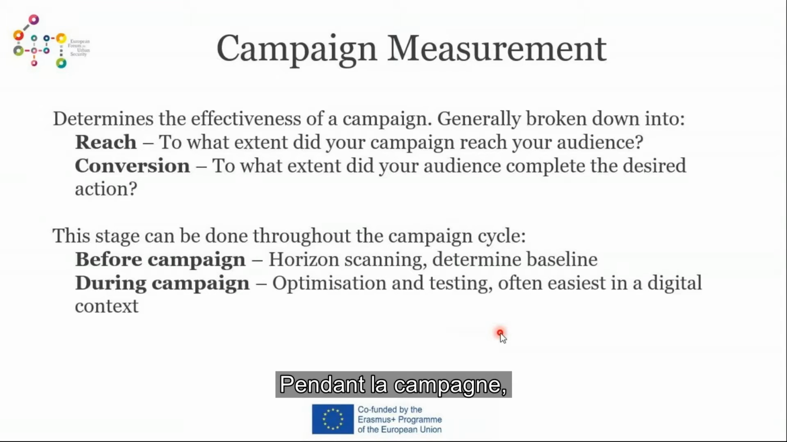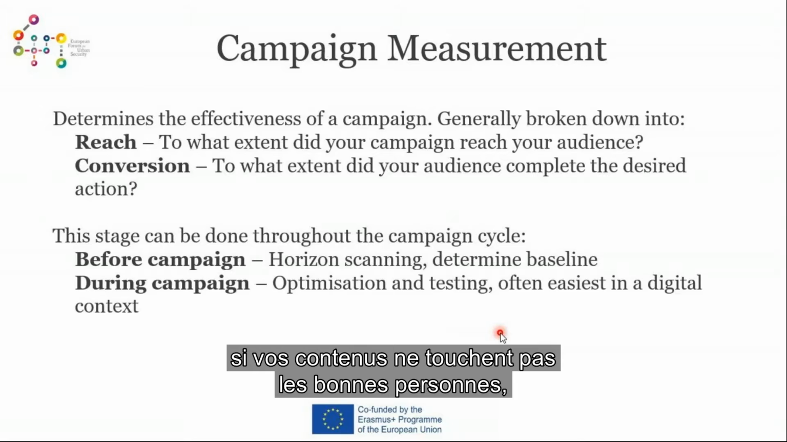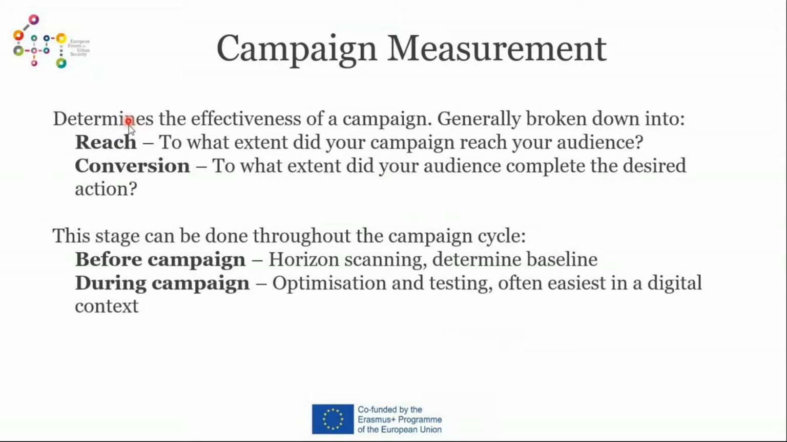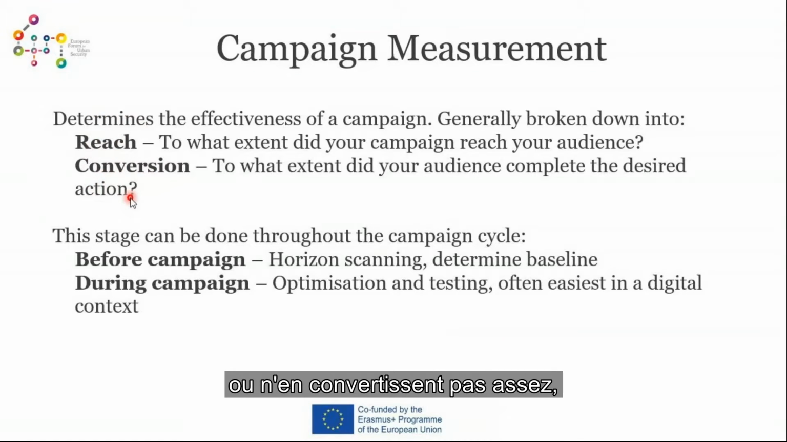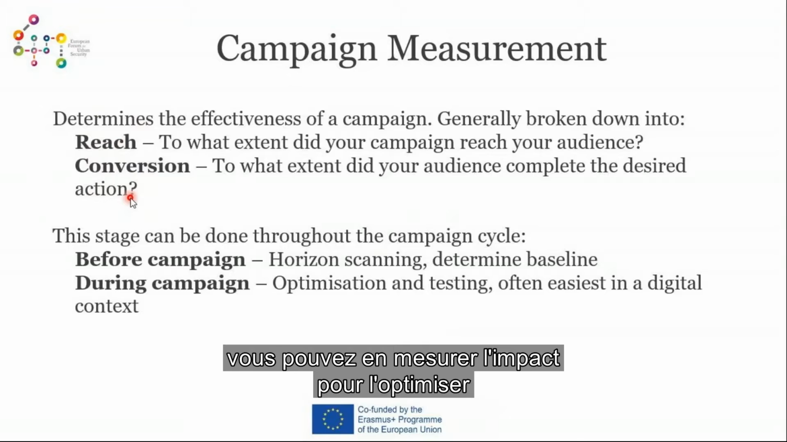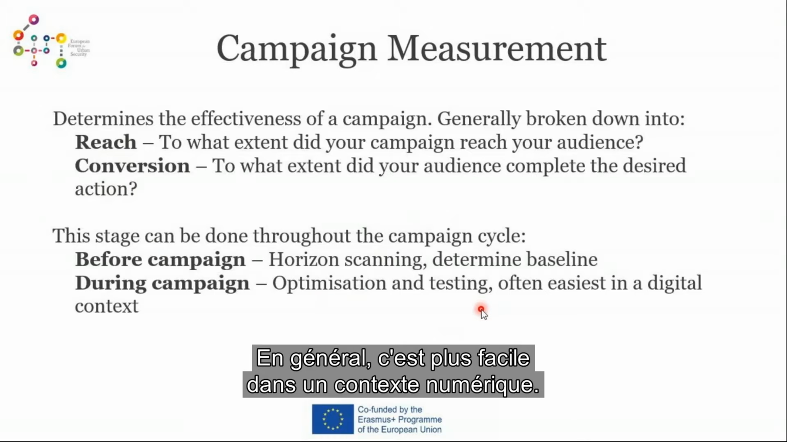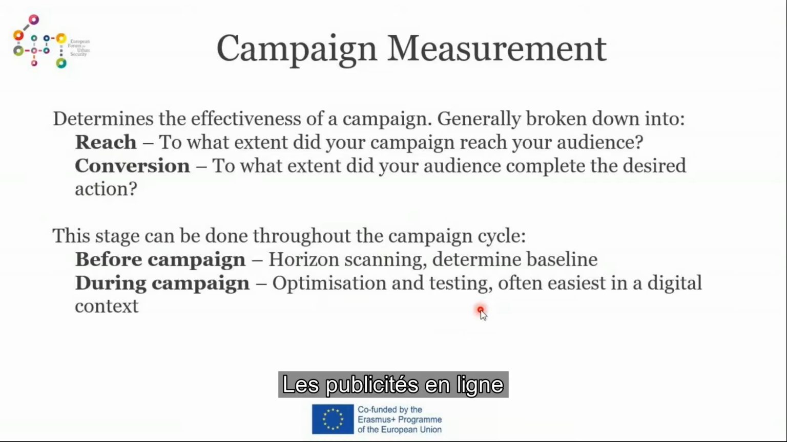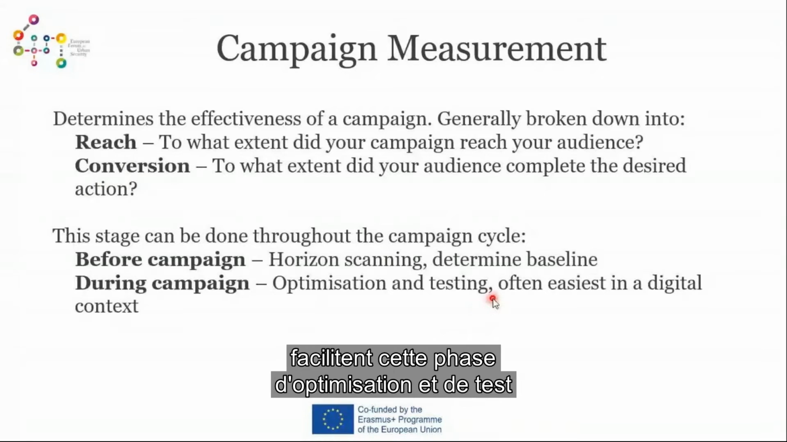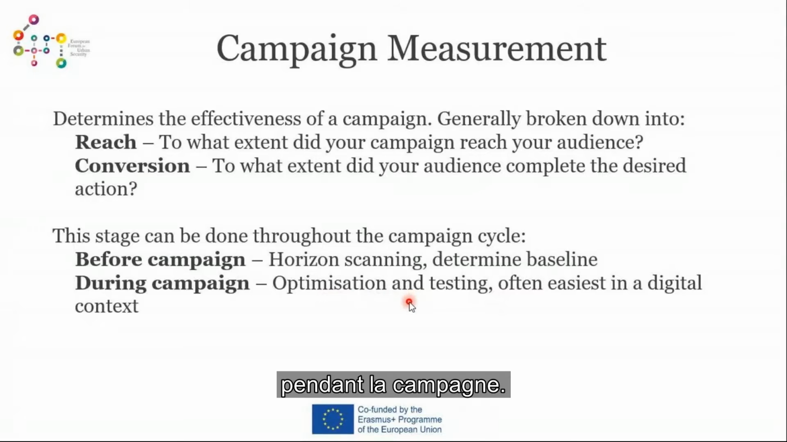During the campaign, when you've put materials out, if you notice that those materials are not reaching the right people, or they're not reaching enough people, or they're not converting enough people, you could use campaign measurement during the campaign to optimize your campaign and test various messages. And this is normally easiest in a digital context. So normally when you have adverts online, it's a bit easier to do this kind of optimization and testing during the campaign.